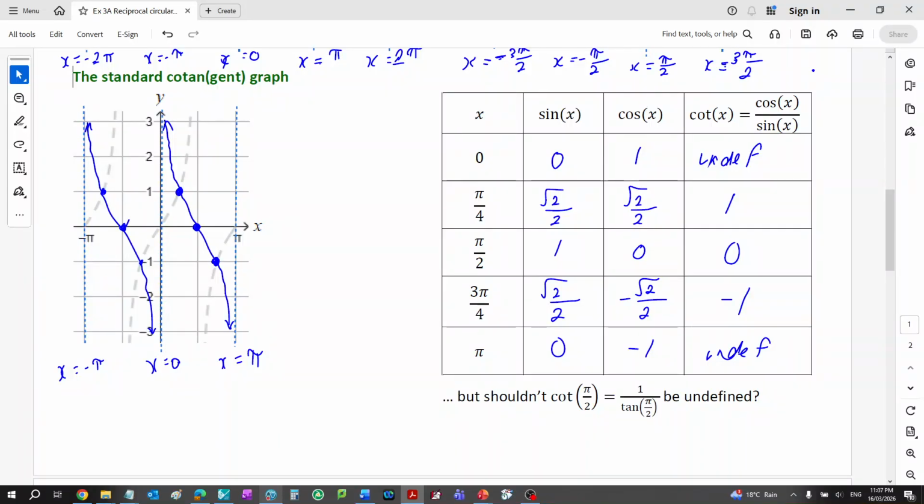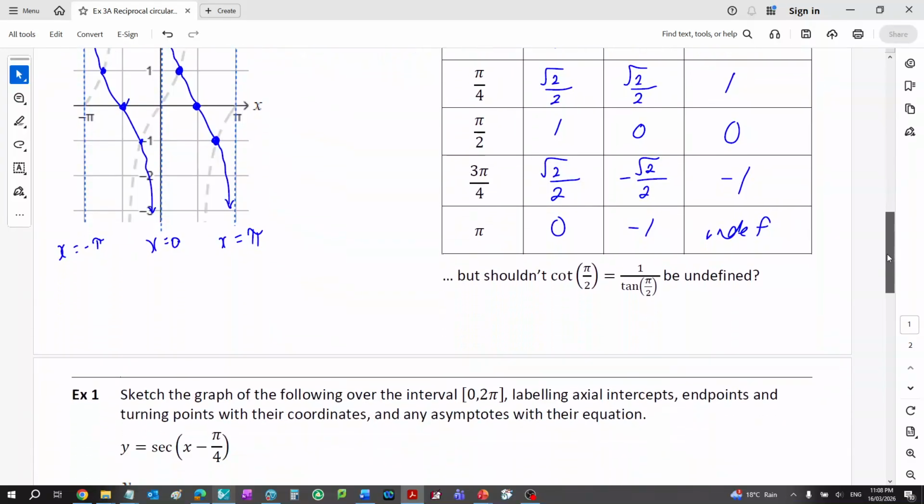Okay, that's going to have to do. Okay, so there's a cotangent graph. Now down here it says, but shouldn't cot pi on 2, which according to our graph is 0, be equal to 1 on tan pi on 2, where we know that tan pi on 2 is undefined? Same question we got before, but we can see that it's 0, so that's interesting. We'll come back to that at the end.